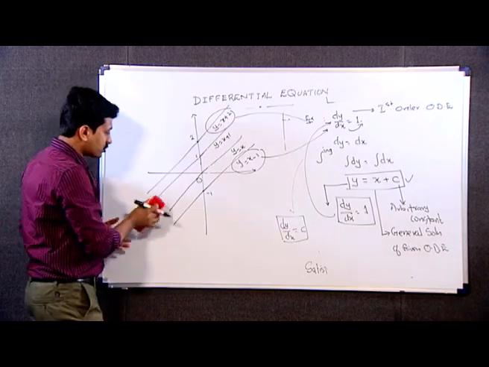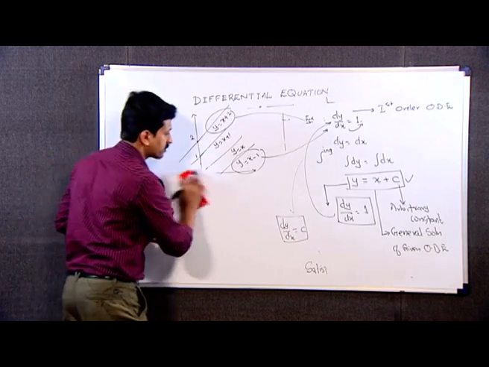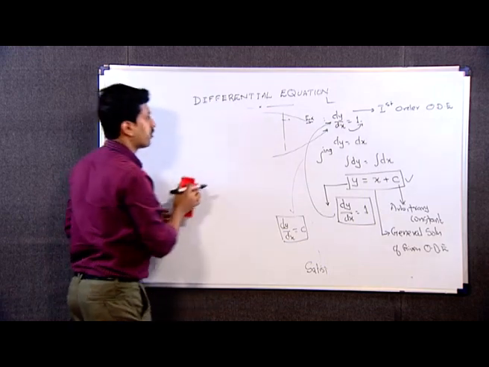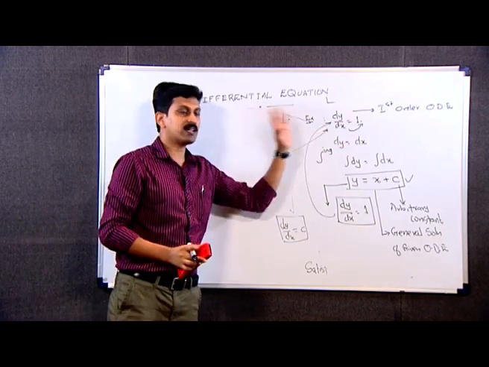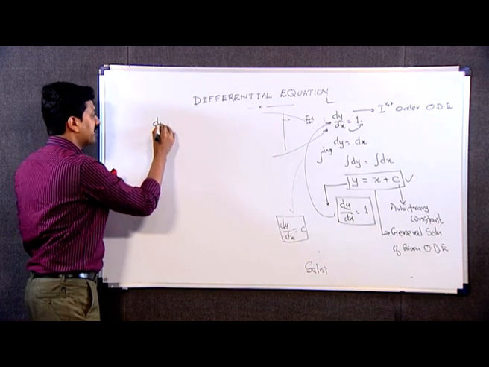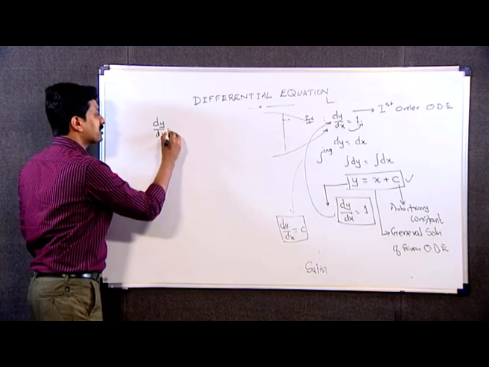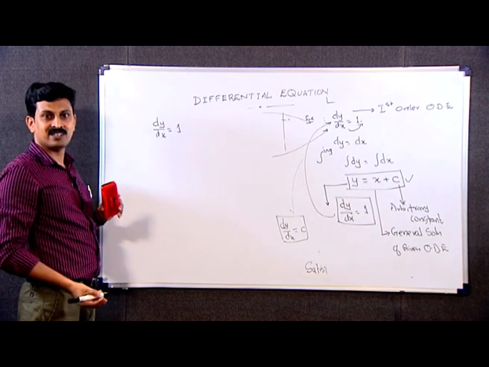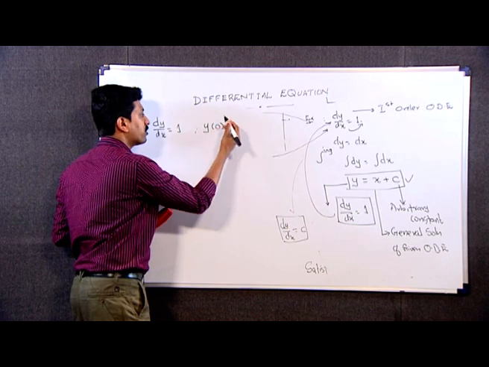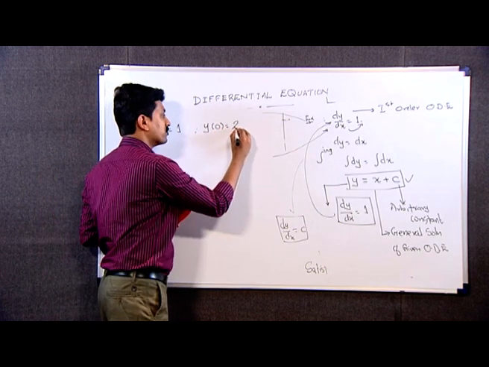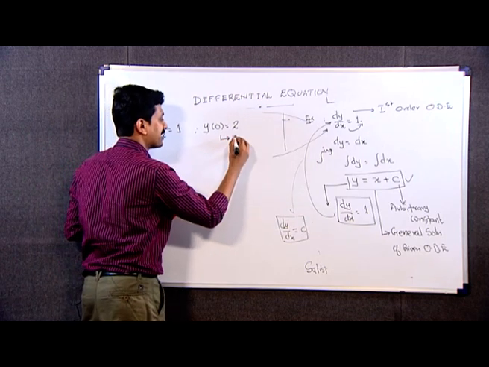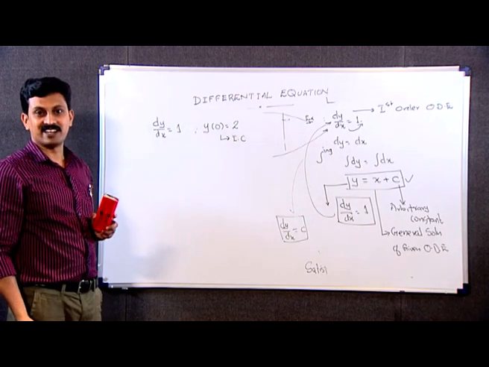So, I would like to give you one more definition, that is the initial value problem. Before defining the initial value problem, let me take dy by dx equal to 1, which we discussed in this example, along with one condition, y of 0 equal to 2. This is what is called the initial condition.